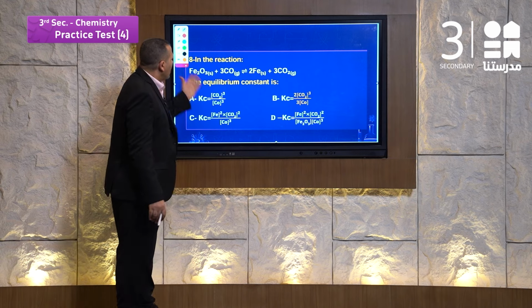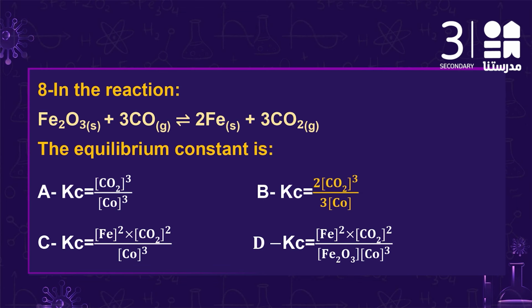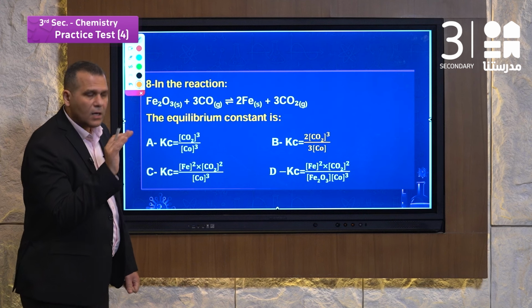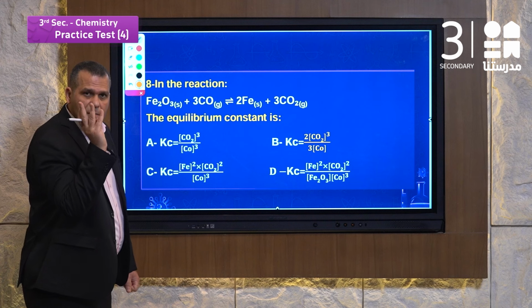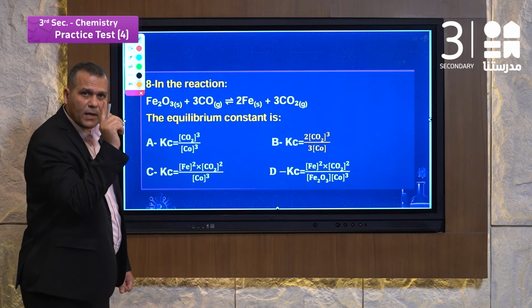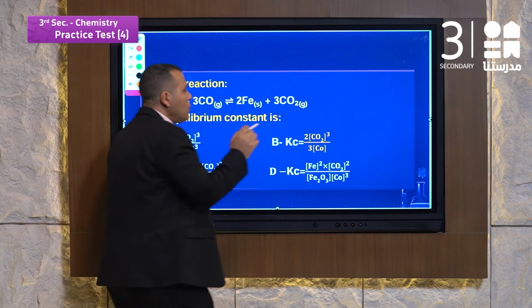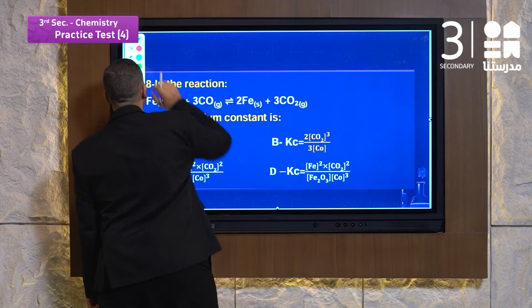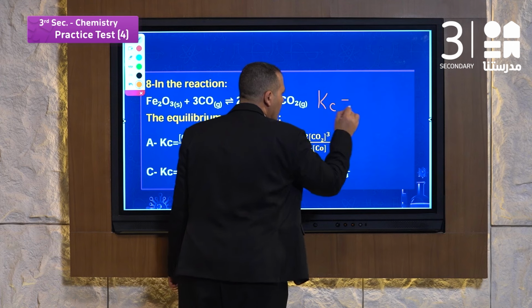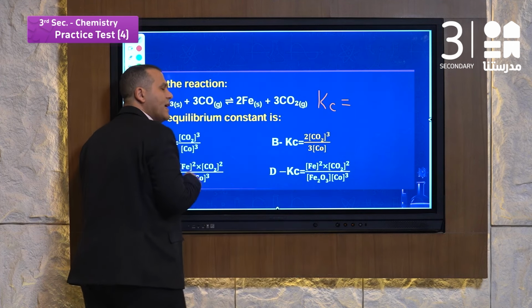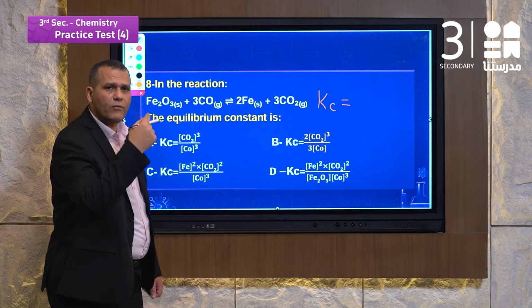The next question. In the reaction, iron(III) oxide plus carbon monoxide gives iron and carbon dioxide gas, the reduction of iron in the blast furnace. The equilibrium constant is... I want the formula of the equilibrium constant for this reaction. Remember? Liquid and solid substances do not appear in the formula of Kc. So Kc for this reaction will be the concentration of products over the concentration of reactants, each raised to the power of the number of moles in the balanced equation.